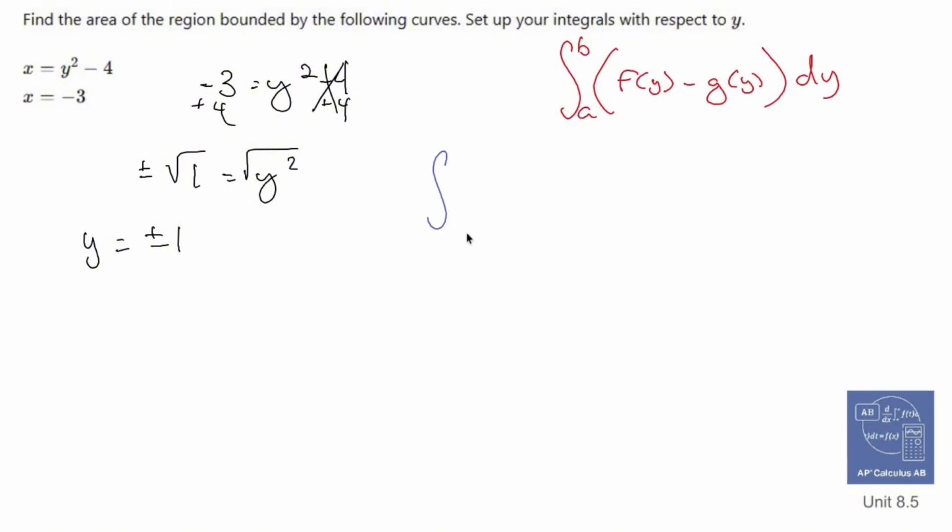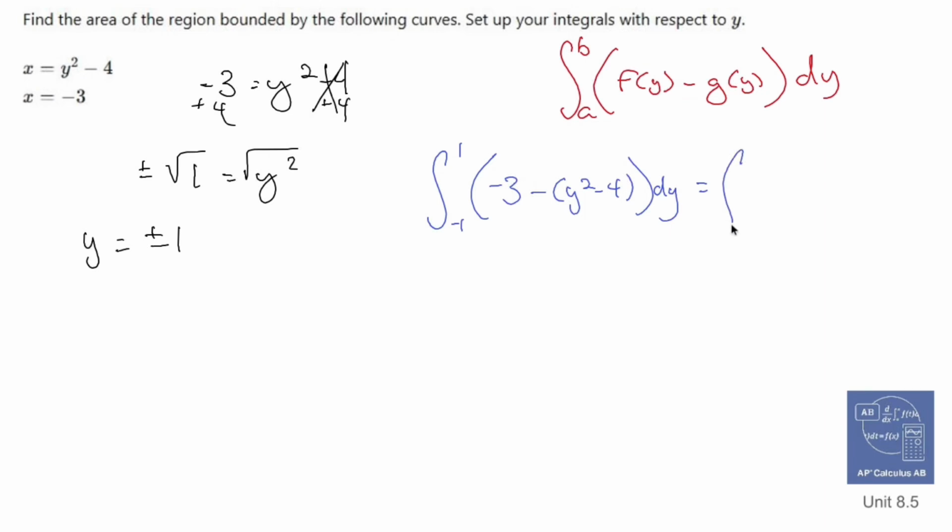The integral from negative 1 to 1. Now, in my last 4 videos, if you watch them, I was hyper-focused on making sure which one was above and which one was below. I'm not going to do that here. I'm just going to do it. And if I get a negative area, then I get a negative area, and I just have to flip it upside down in the end anyway. So I'm going to take a wild guess and say negative 3 is going to be my upper one, and then I'm going to subtract y squared minus 4 dy.